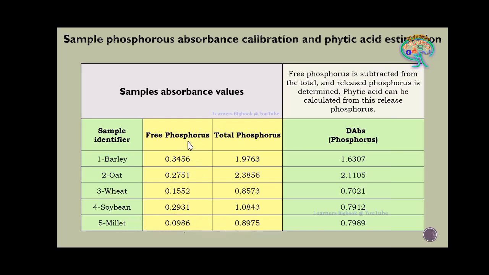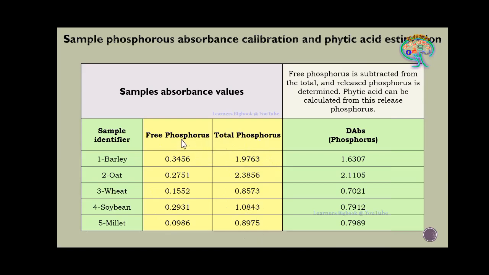Now here you can see, as we have already spoken, that free phosphorus is the one which is already present freely, where it is not because of the phytic acid, where the phosphorus is bound with it. It is already present. So this is the free phosphorus absorbance, whereas the total phosphorus absorbance is one where the free phosphorus is also included in this absorbance, and also whatever inorganic phosphorus we have separated from the phytic acid is going to be present within this absorbance.